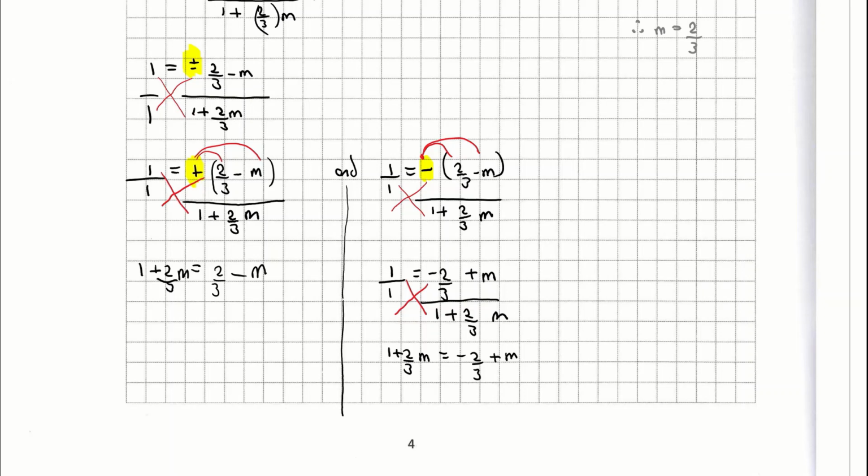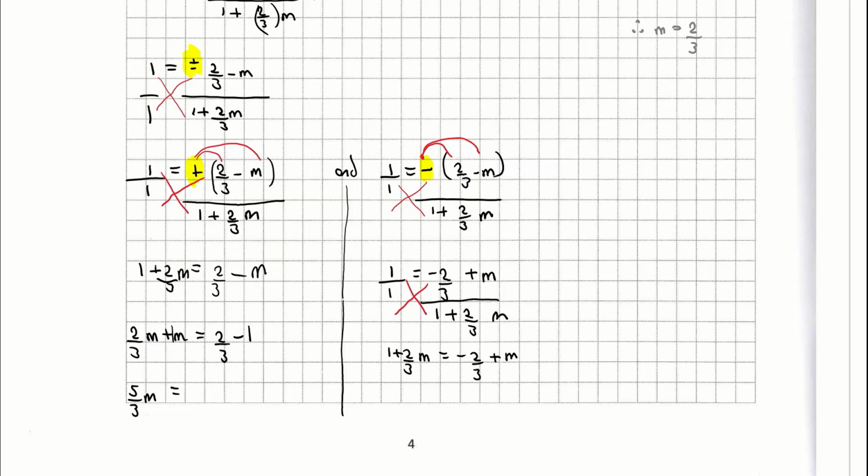So I'm just coming back to the one on the left here now. I'm going to rearrange it. I'm going to put the m's on the left. So that gives me 2 over 3m. I'm adding m to both sides, and then I'm subtracting 1 from both sides. And 2 over 3m plus m is giving me 1 2/3 m, which is basically 5 over 3m. So it's like 1 in front of this m. So 2 over 3 plus 1 is 5 over 3.